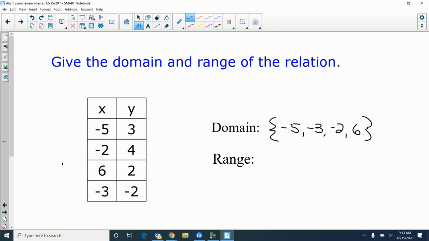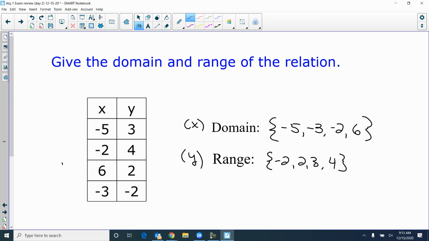Range is just your Y numbers. You would not use the less than or equal to part because it doesn't hit everything. It just hits those 4 numbers. And so for the range, what's my smallest one? -2, 2, 3, 4. All right, smallest to biggest. Don't repeat numbers. Don't forget domain is X. Range is Y.